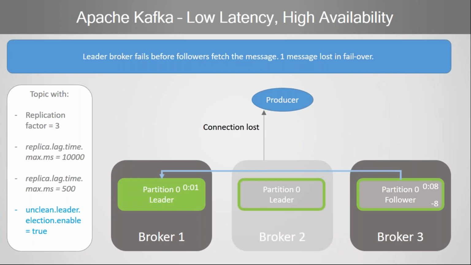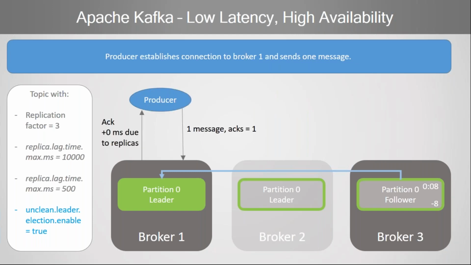Now we lose the connection to broker 2. Broker 2's gone down. We lose one message in the failover, because although broker 1 is closer to being in sync, it still wasn't in sync. It had not got that message, and we've just lost a message in failover. So this is the risk of using acks equals 1, because during failovers, the risk of losing data is quite high. But the latency is very low.